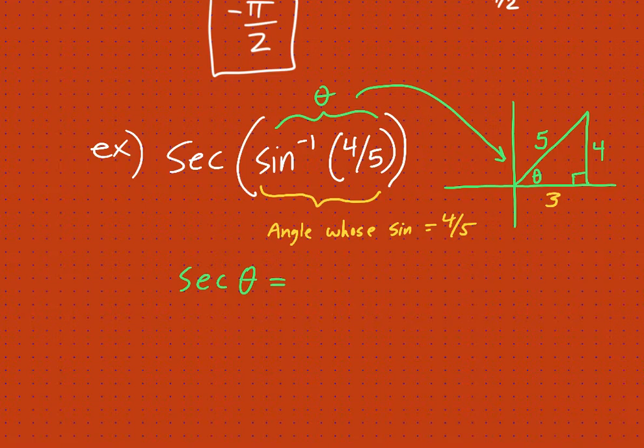Uh-oh. 5/3? It would be the reciprocal of cosine. Cosine's 3/5. 5/3. You got it. I almost talked you out of it. Good.